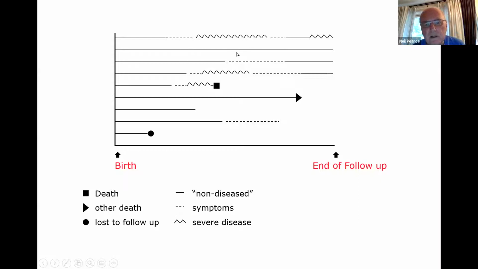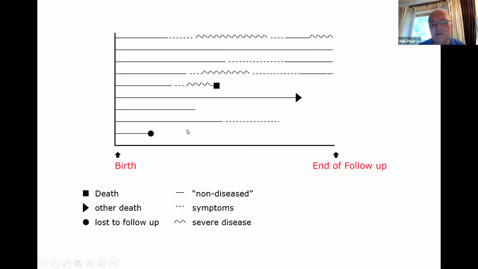This person was followed all the way through and remained healthy. This person got some symptoms of disease, that's the dotted line. This person got some symptoms and then some severe symptoms, so they got severe disease. This person died of whatever the outcome was we were studying. This person died of something else, and this person was lost to follow-up.